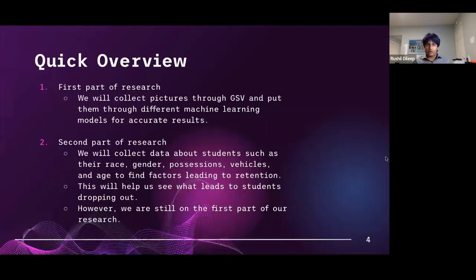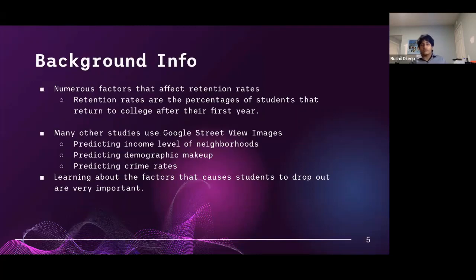So we will have 2 different parts in this research. In the first part, we'll take pictures from Google Street View and put them through different machine learning algorithms for different and accurate results. In our second part, we'll collect characteristics of students such as their GPA, their SAT, their race, and their gender to find common factors between students that cause them to drop out. However, the second part of our research we will not be focusing on in this colloquia because we are still on our first part. So some background information about our research project.